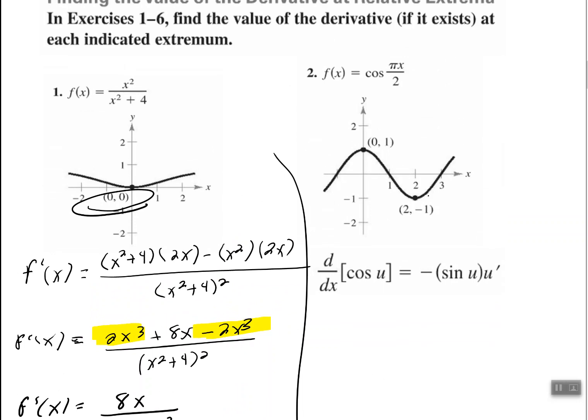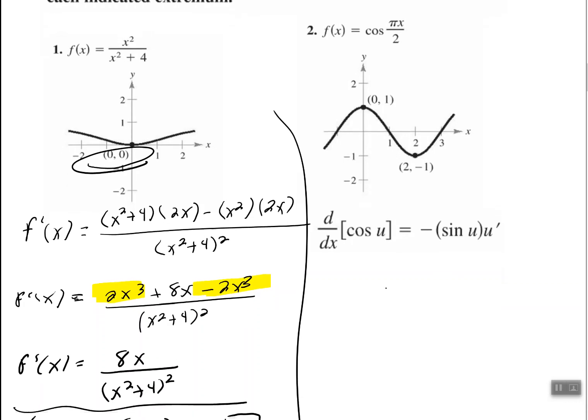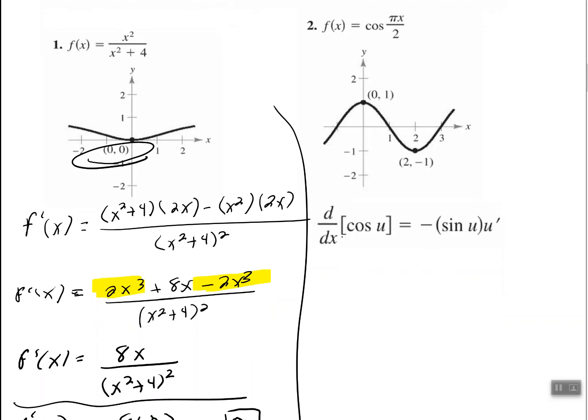The extremum. So on number 2, we have the function f of x equals cosine of pi x over 2. And we have a maximum at 0, 1. We have a minimum at 2, negative 1. Okay. So we want to find the derivative of cosine of pi x over 2.